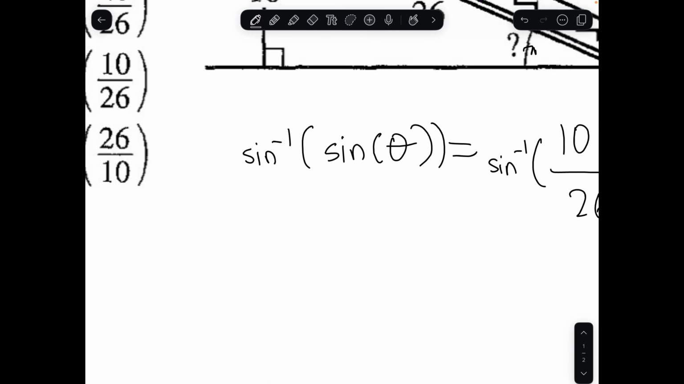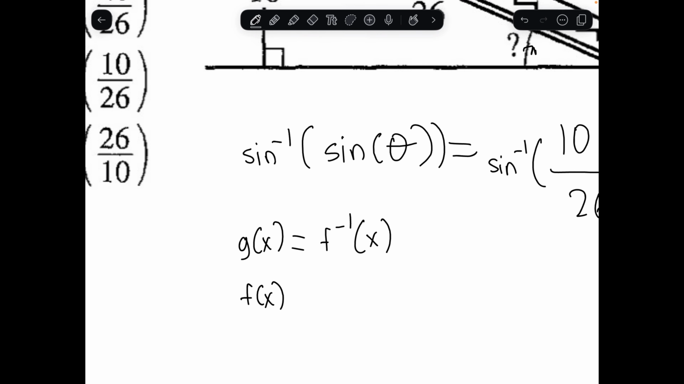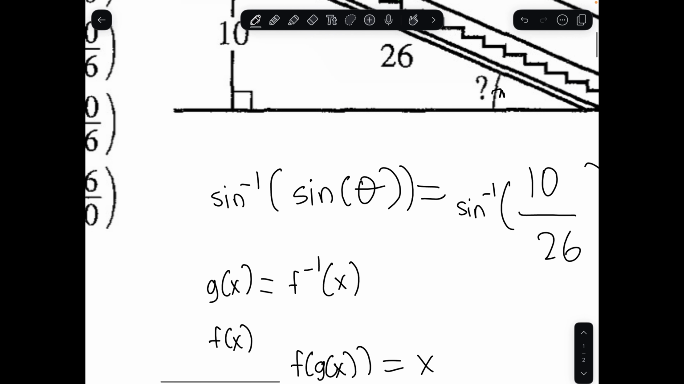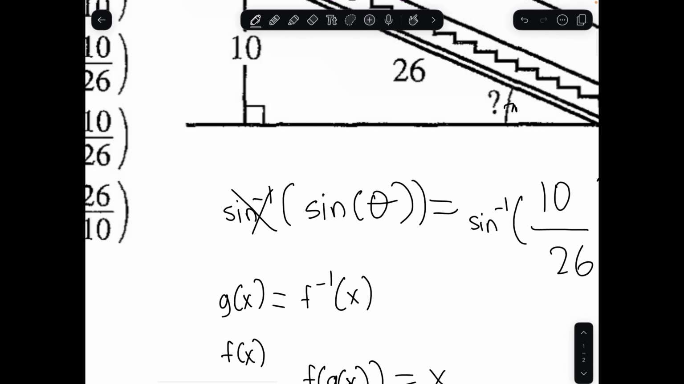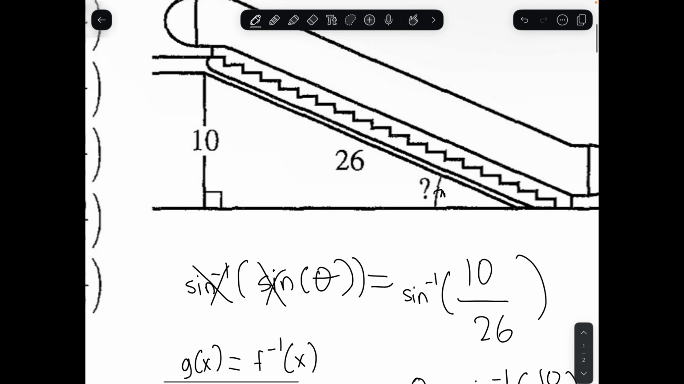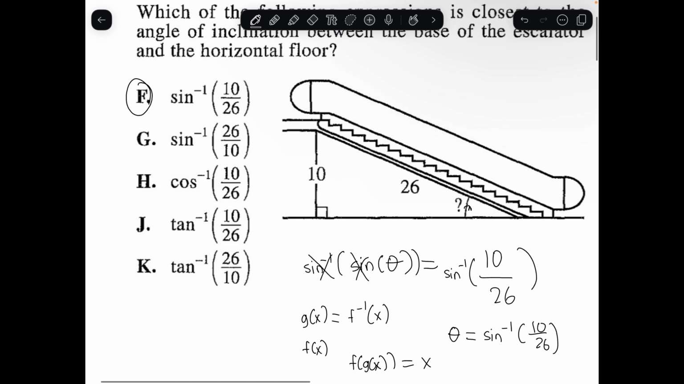It's like, let's say g of x is the inverse function of f of x, right? And f of x is a function. If I was evaluating the statement f of g of x, it would just be x, right? The f and g cancel each other out because they're inverse functions. So we're just left with theta equals the sine inverse of 10 over 26, and that matches F.